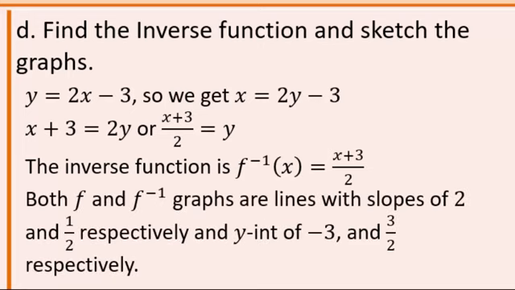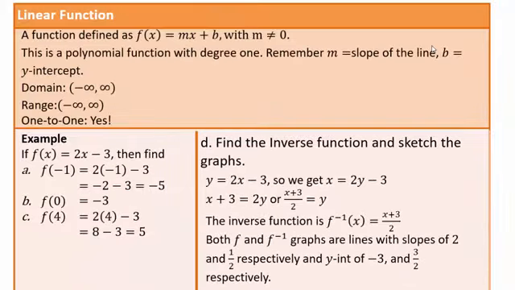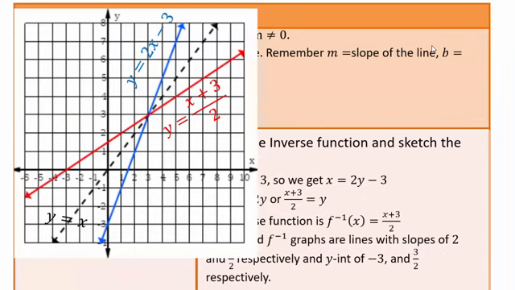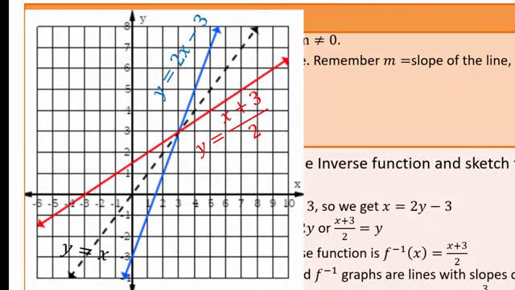So again, because f and f inverse are simply lines, you just have to plot the y-intercept and the slope. The y-intercepts for f and f inverse are -3 and 3/2 respectively, and the slopes are 2 and 1/2 respectively. So here we go. You know how to graph them, and you can see again 2 is the slope. So here are the two. The blue is the original function, and the red is the inverse function. So 2x minus 3, and then x plus 3 over 2.